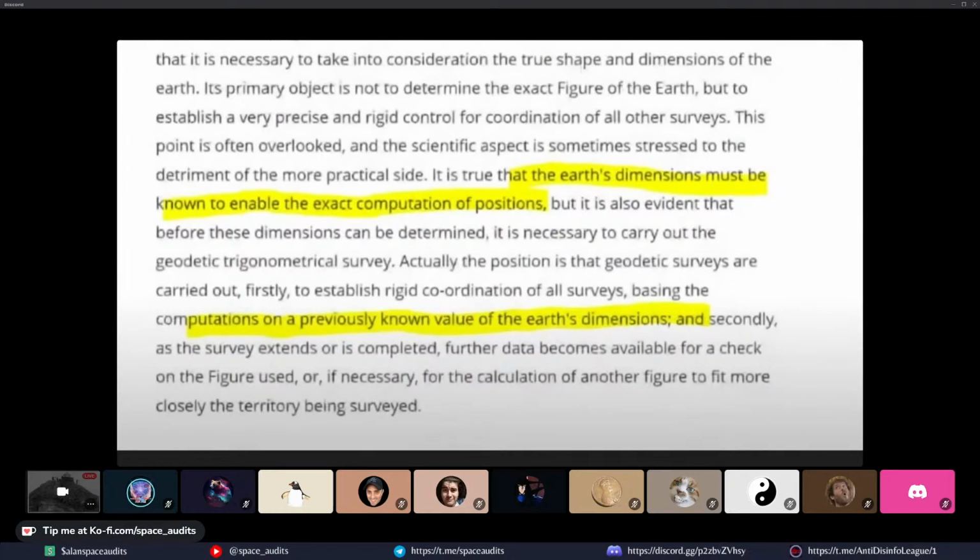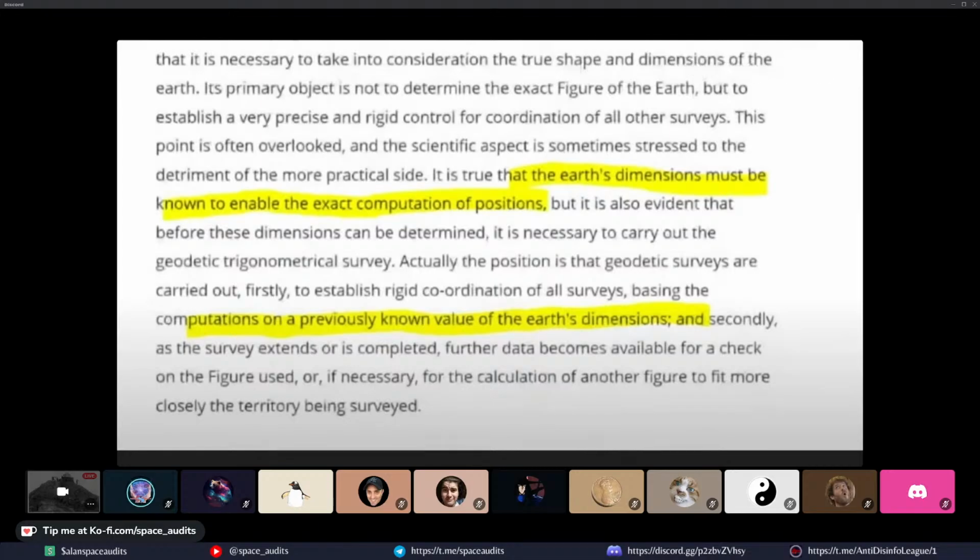we must take into consideration the true shape and dimensions of the Earth, a very rigid control for coordination of all other surveys. It is true that the Earth's dimensions must be known to enable the exact computation of positions. I mean, they have to already know, say, the radius or the rate at which it curves and the sphericity to compute where on their globular longitude and latitude system they would have to correct to make it look like that.